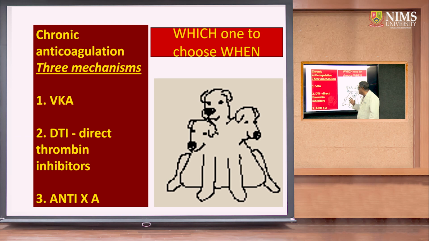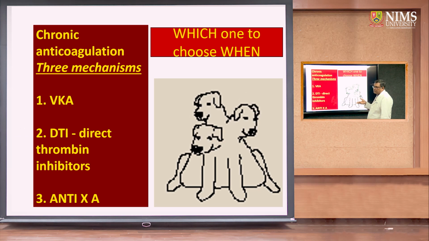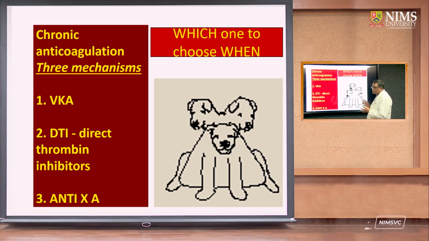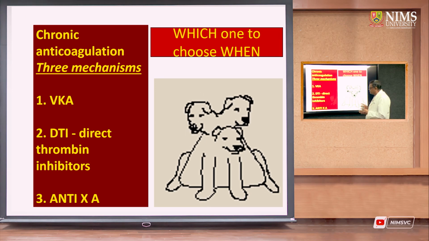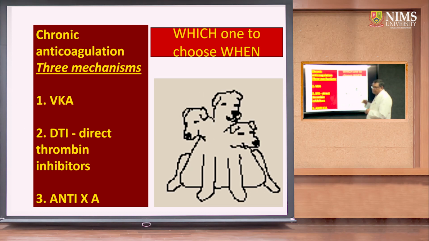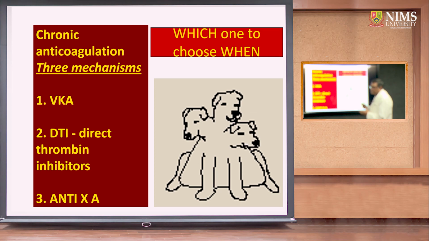So now the question is, which one do you choose? When to use vitamin K antagonists, when to use the direct thrombin inhibitor, factor 2A inhibitor, which is dabigatran, and when to use the 10A inhibitors, that is rivaroxaban, apixaban and edoxaban. So that is the question in mind.